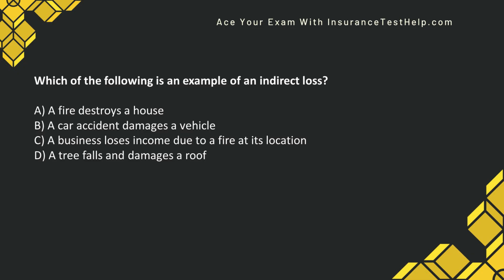Which of the following is an example of an indirect loss? A, a fire destroys a home. B, a car accident damages a vehicle. C, a business loses income due to a fire at its location. Or D, a tree falls and damages a roof.